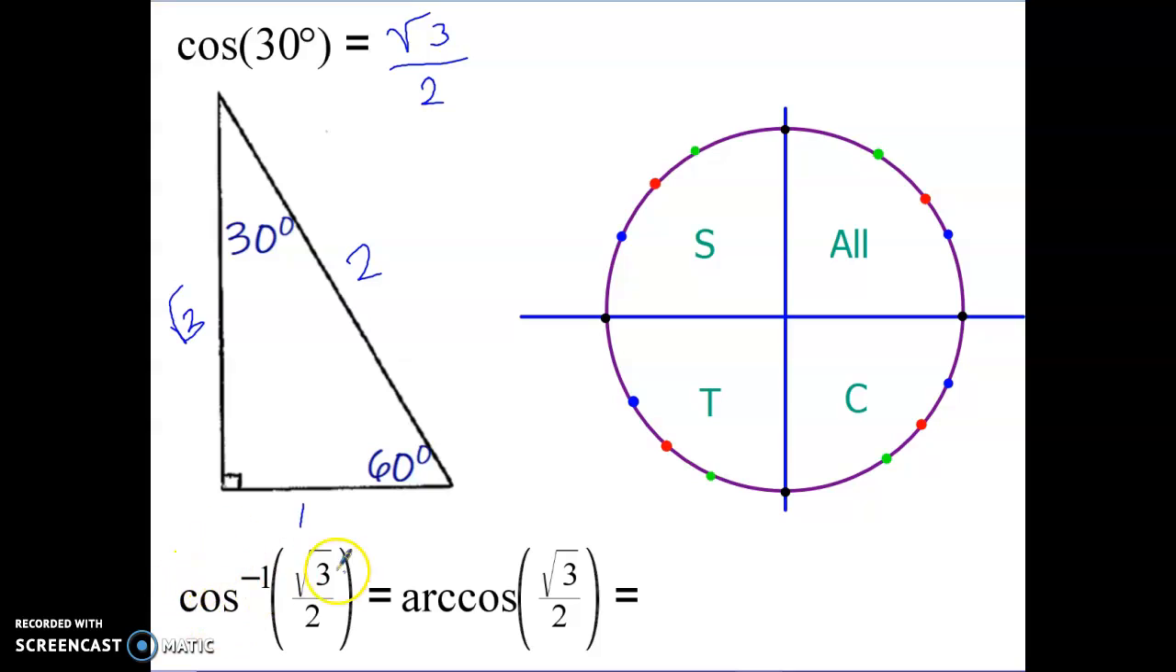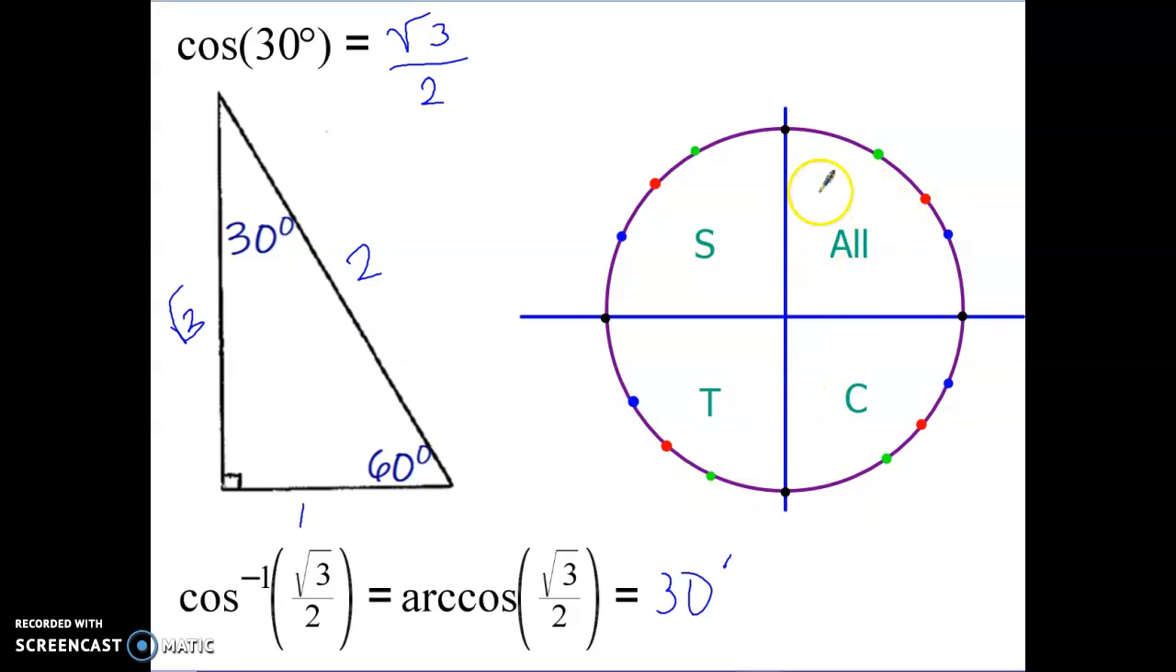Okay, so now let's do the arc cosine or the inverse cosine down here. And this time I'm going to give the ratio, right? I'm going to give this one, and it's asking you for an angle answer. Arc cosine or inverse cosine is always asking for an angle answer. So what angle has a cosine of square root of 3 over 2? Well, we know that's going to be 30 degrees. And I also know that cosine is positive in two quadrants.